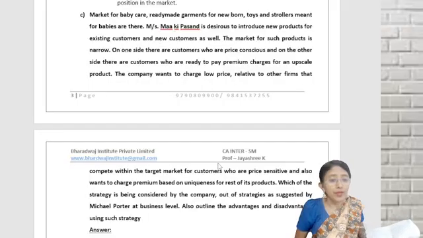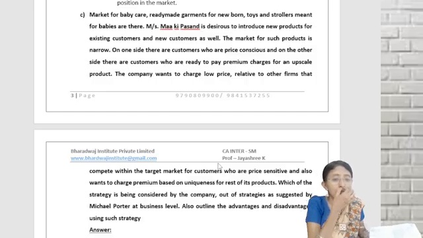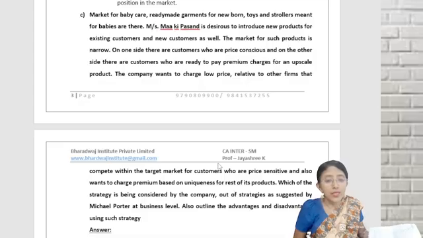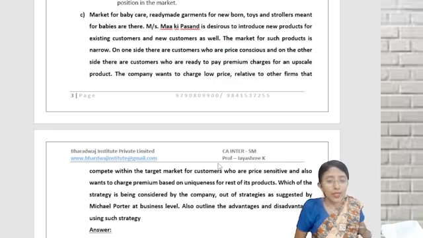Market for baby care, ready-made garments for newborn, toys and strollers meant for babies are there. Messrs. Marquis Peasant is desirous to introduce new products for existing customers and new customers as well. The market for such products is narrow. On one side, there are customers who are price conscious, and on the other side, there are customers who are ready to pay premium price charges for upscale product.